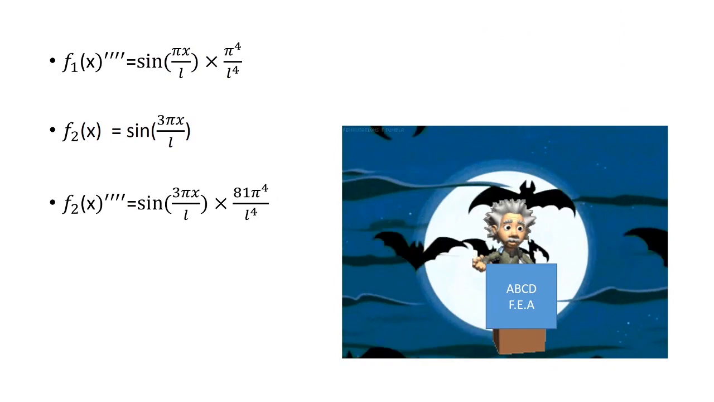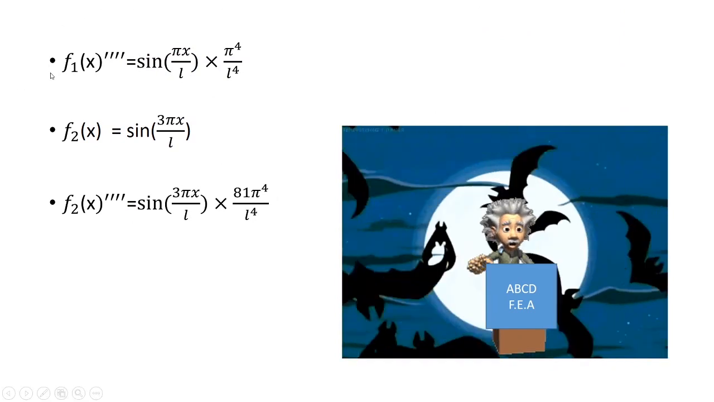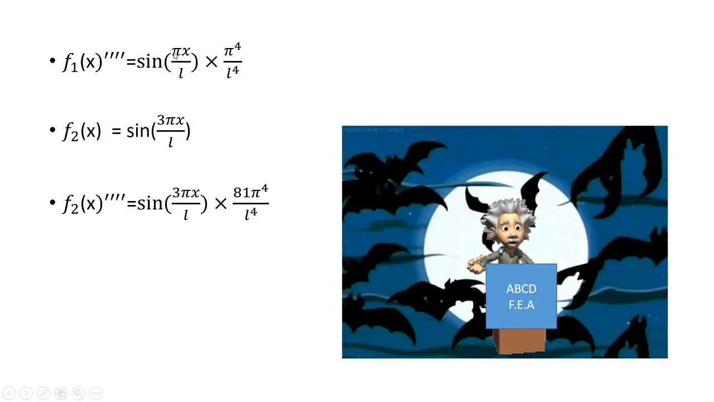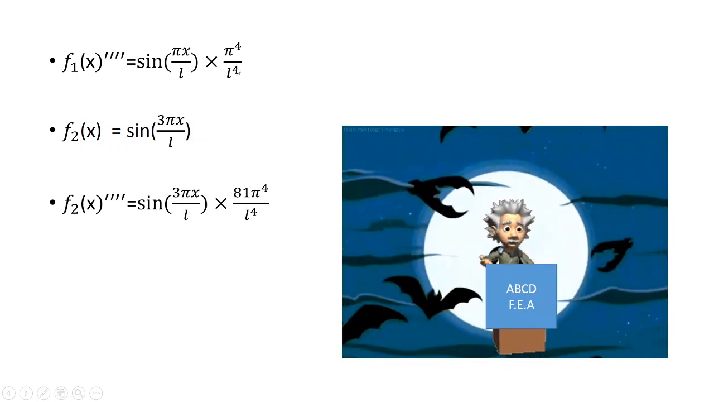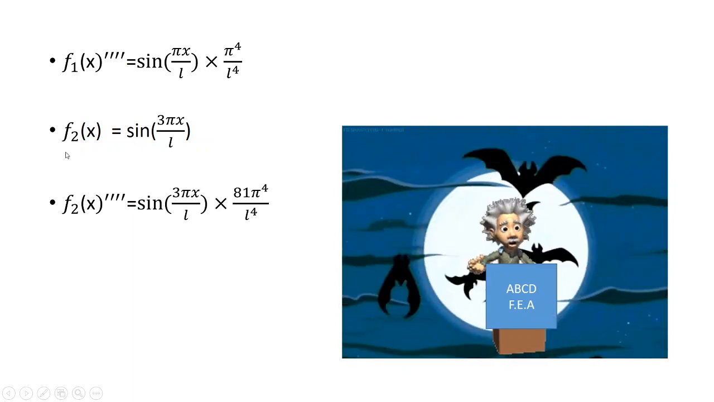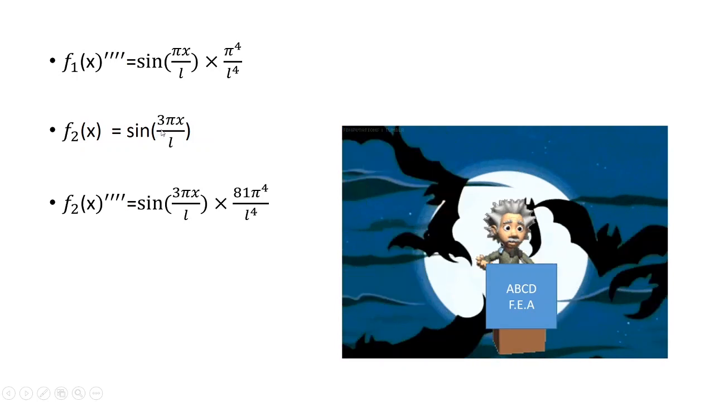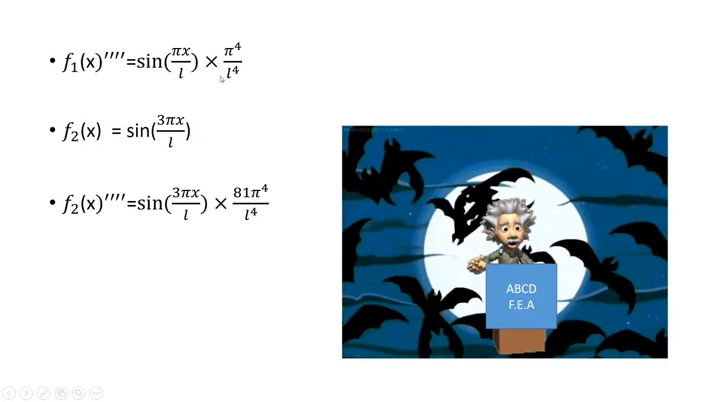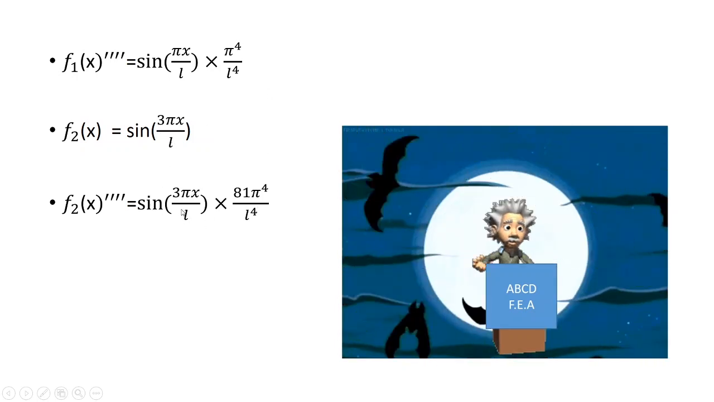Now if you see, f1(x) differentiated 4 times, I will get sin(πx/l) into (π/l)^4. Similarly, if I differentiate f2(x), I will get sin(3πx/l) into (3π/l)^4. This is how we got the equation.